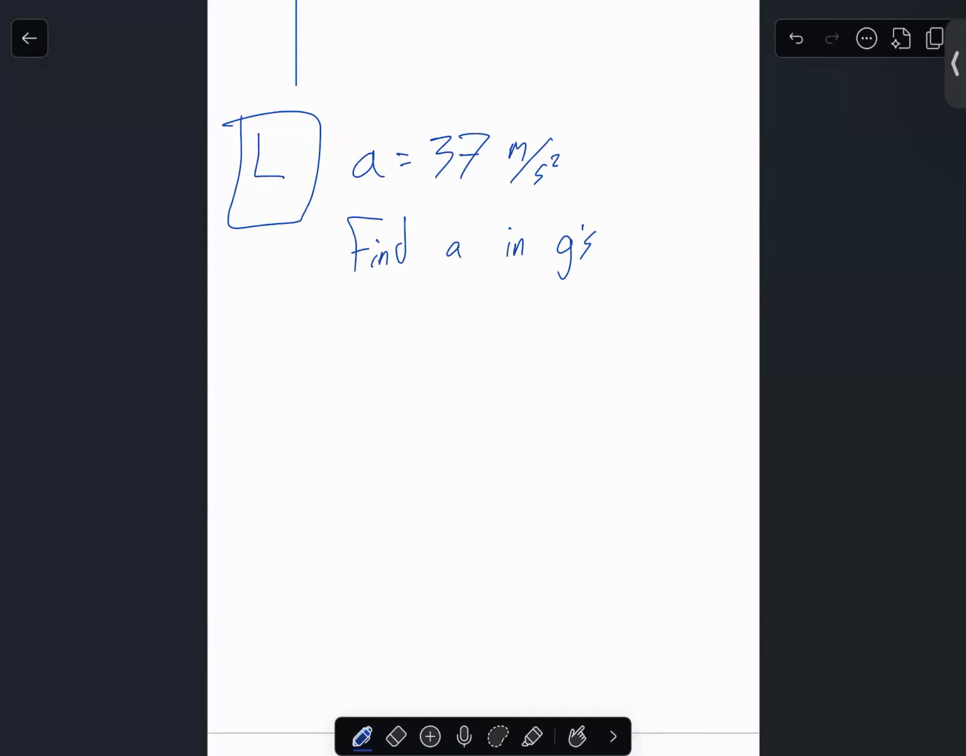Think carefully, by the way. I just told you how to convert from G's to A's. I'm asking you to think about how to go from A to G's, from SI units, meters per second squared, to G's. How many times 10.0 is 37? How many tens are there in 37 meters per second squared?